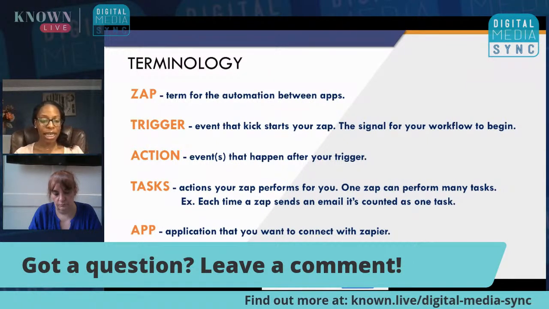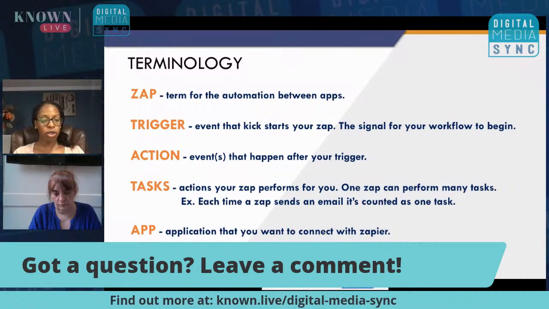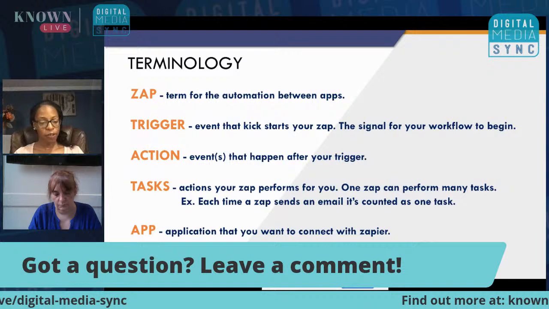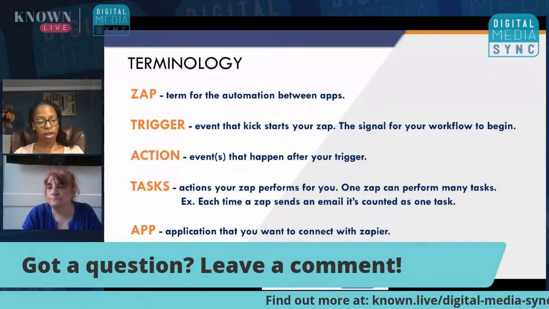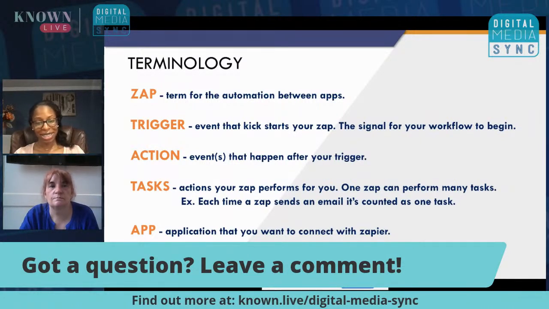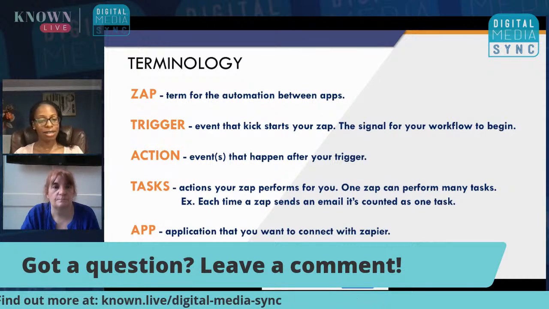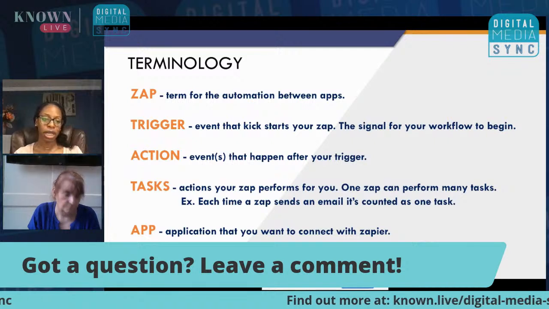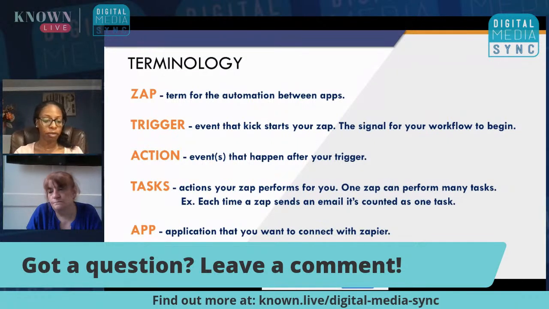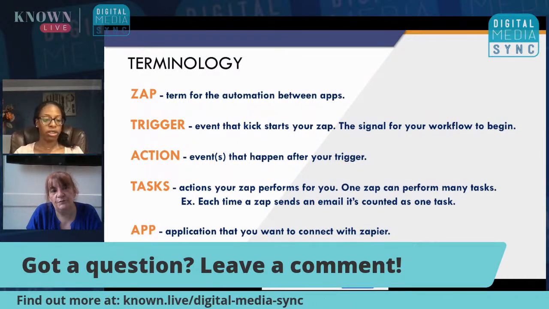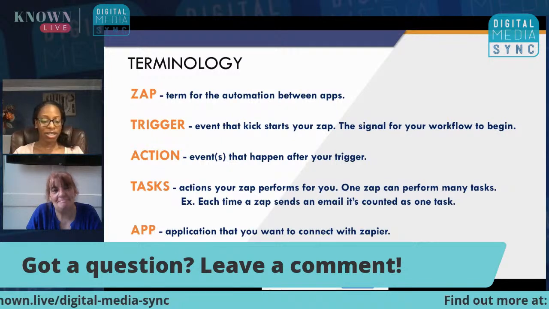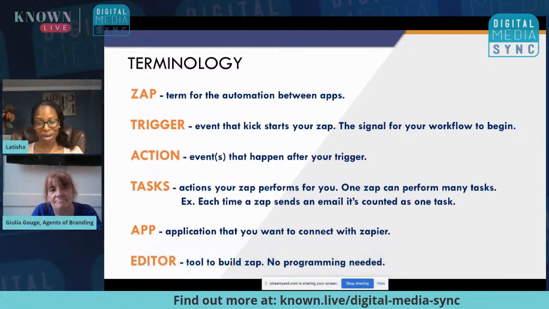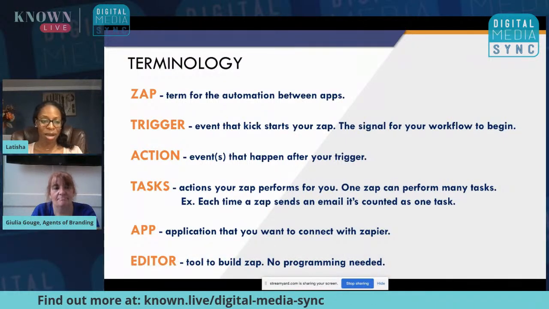A task is when you look at the whole trigger and action combination, that's a task. So if every time an email comes in, a row is added to your spreadsheet and you get 10 emails that day, you actually had 10 tasks that day. And that count is important when you're trying to decide which plan works best for you. App, I think we're all familiar with, it's just a short name for application. An editor is the actual tool that you use to build the Zap. And the important thing here is there's no programming needed. Just very click and drop and easy to do.